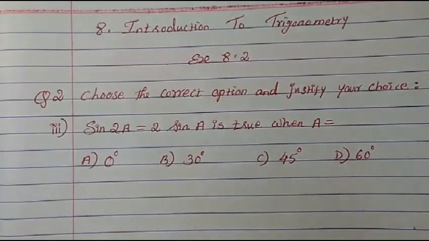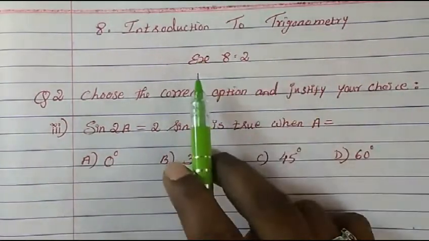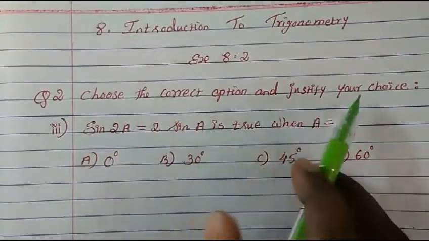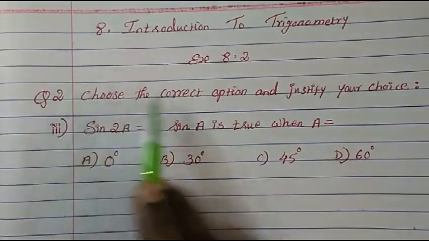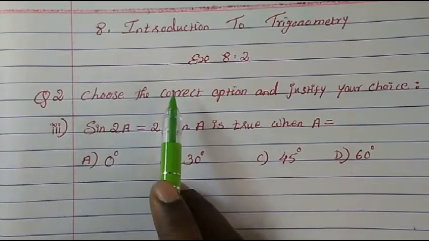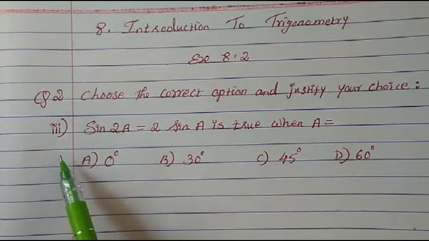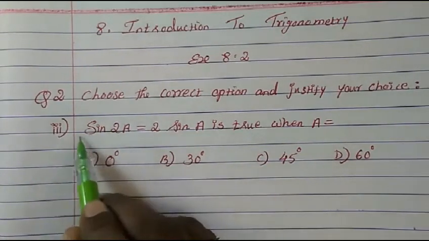Today we are going to study chapter 8, Introduction to Trigonometry, exercise 8.2, question 2. Choose the correct option and justify your choice. In this question, there are 4 parts. Already we have done 2 parts. In this video, we will see the third part and the fourth part. So let's see the third part.